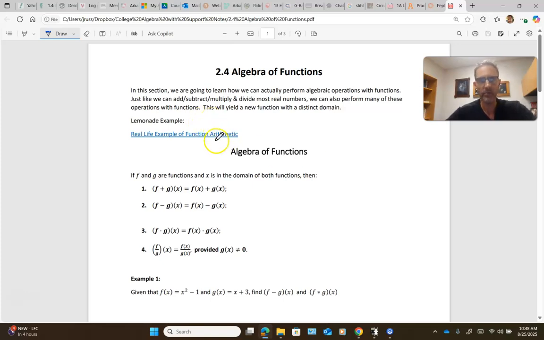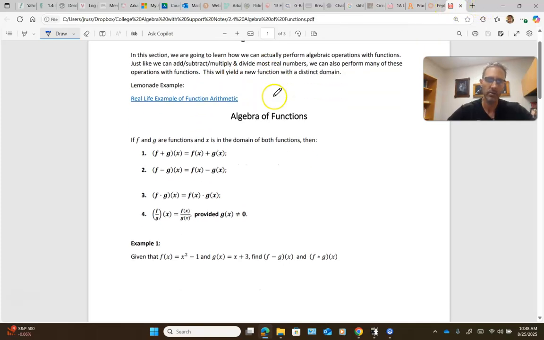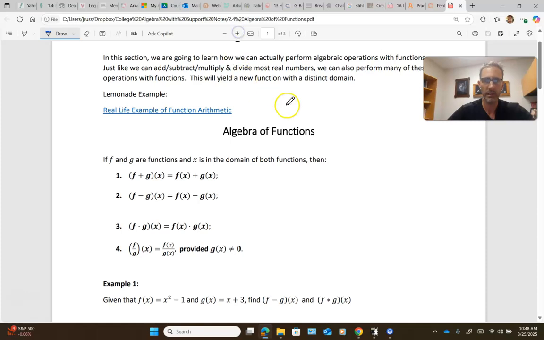So anyway, we're going to be adding functions, subtracting functions, multiplying and dividing functions in this section. And guys, a lot of this you've actually already done, the mechanics anyway, in classes prior to this one. Anytime you work with algebraic expressions, combining like terms, things of that nature, or multiplying, you were basically doing function arithmetic. And that's what we're going to look at today.